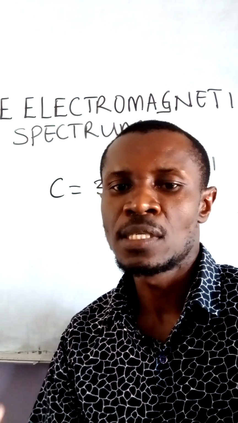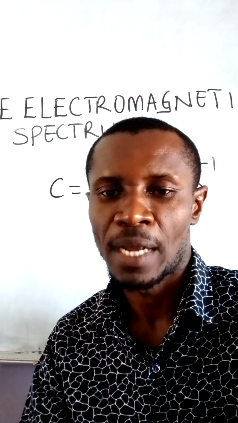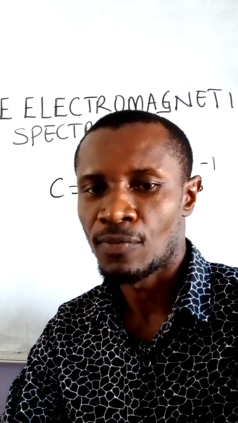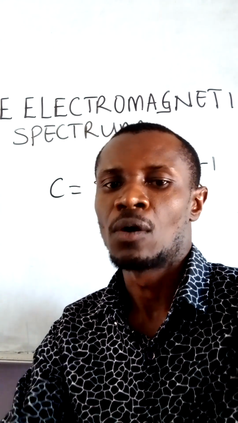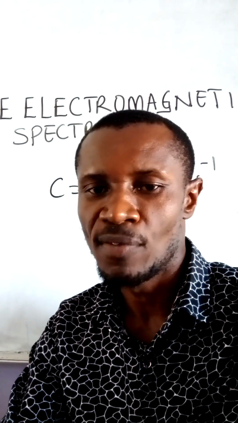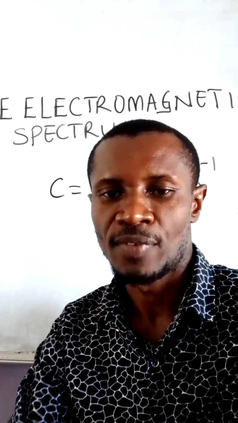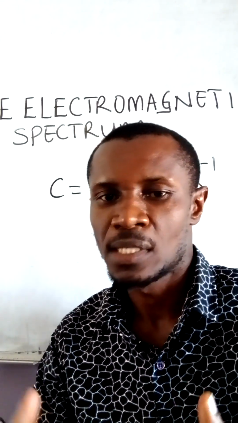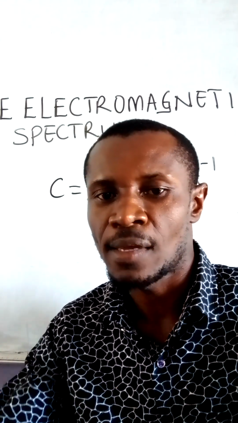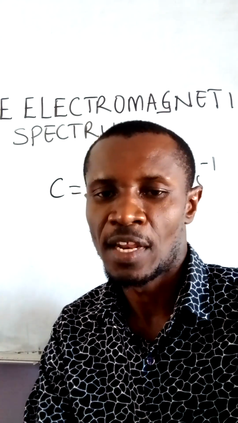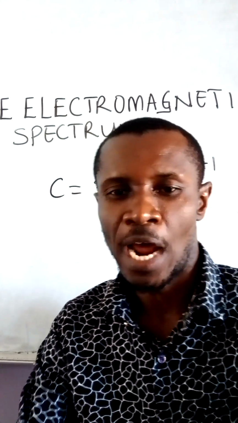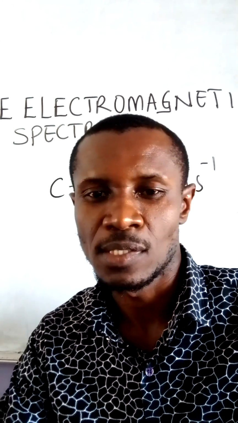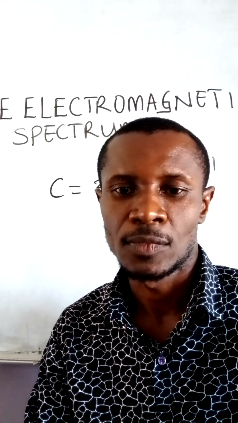Now, these arrangements of electromagnetic waves, either in increasing order of frequency or decreasing order of wavelength, is what we refer to as the electromagnetic spectrum. So the electromagnetic spectrum is the entire range of electromagnetic waves arranged in the order of either frequency or wavelength.